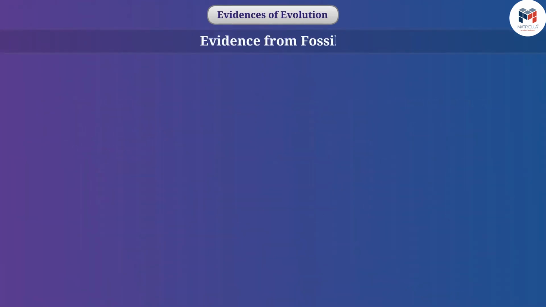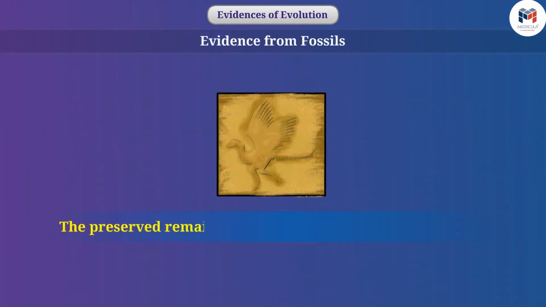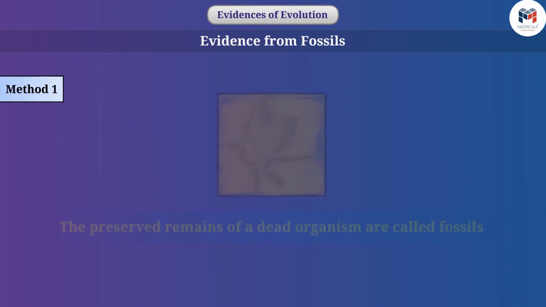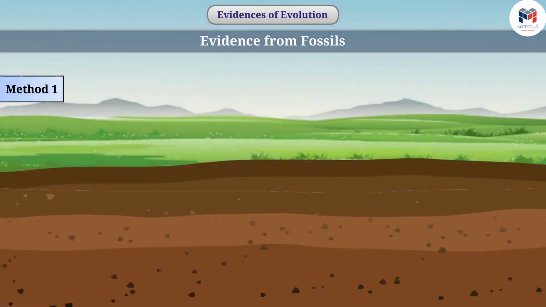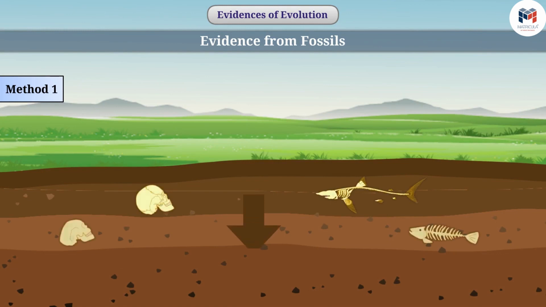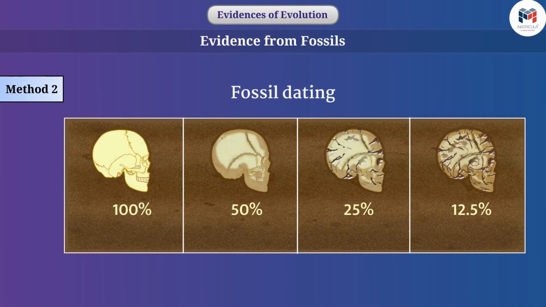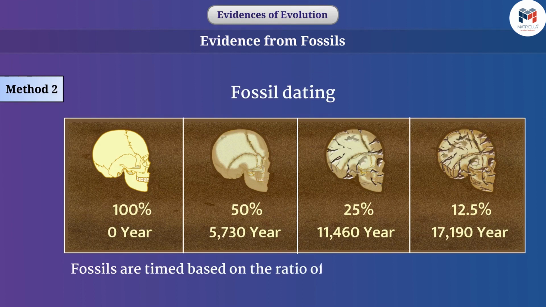Evidence from fossils. The preserved remains of dead organisms are called fossils. One method of finding out how old fossils are is by digging down into the earth. The deeper the fossils are found in the ground, the older they are. Other methods are fossil dating, in which fossils are timed based on the ratio of different isotopes of carbon found in a fossil.